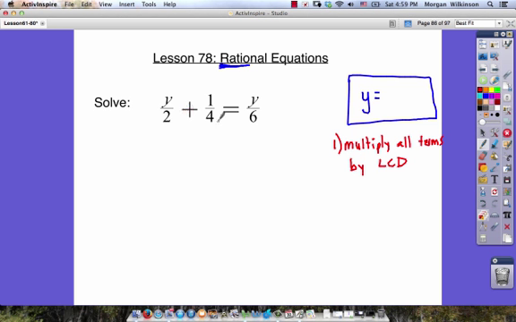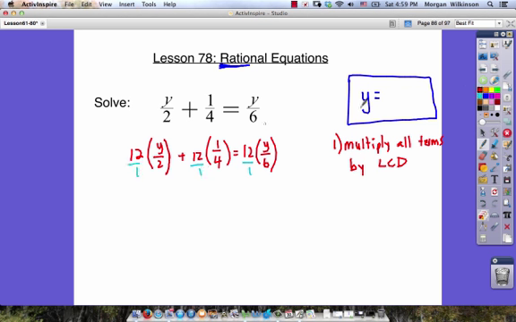We've got y over 2 plus 1/4 equals y over 6. Our least common denominator of 2, 4, and 6. The least common multiple of 2, 4, and 6, well, that must be 12. So what we're going to do, instead of rewriting everything, is multiply 12 times y over 2 plus 12 times 1/4 is equal to 12 times y over 6. Now what we know is 12 is really the same as 12 over 1.